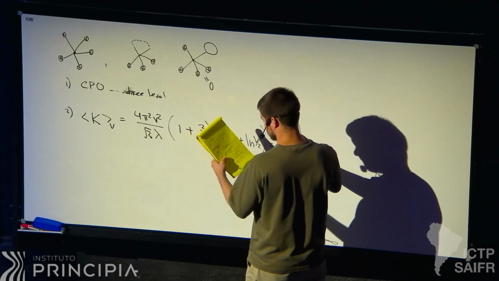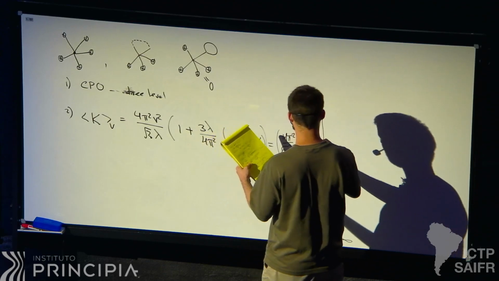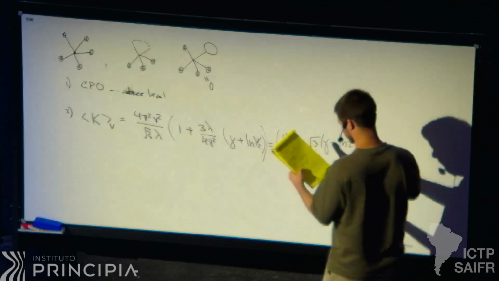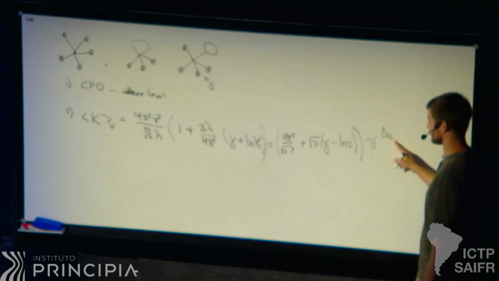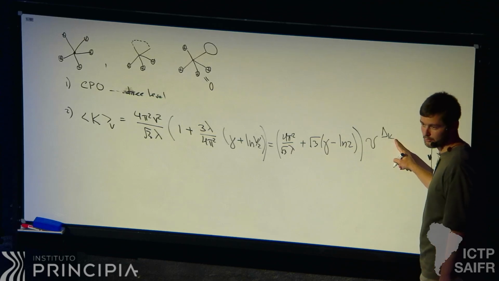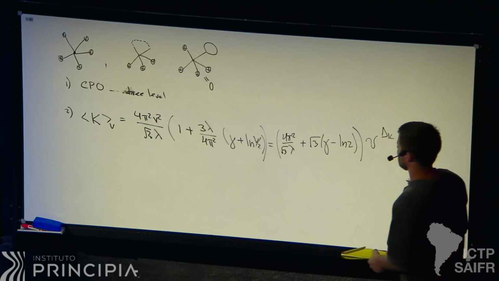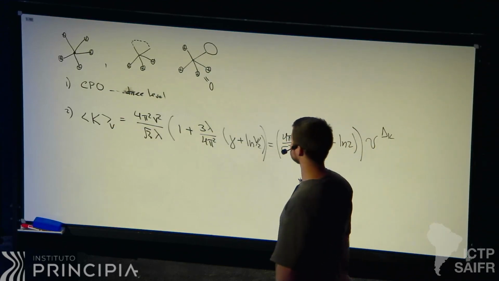So we can write this as 4 pi squared over square root 3 lambda plus square root 3 gamma minus logarithm of 2 v to the delta k, where of course here I assume that I write the one loop anomalous dimension of the Kanishi operator. So this can be actually compared to this D3, D5 setup.